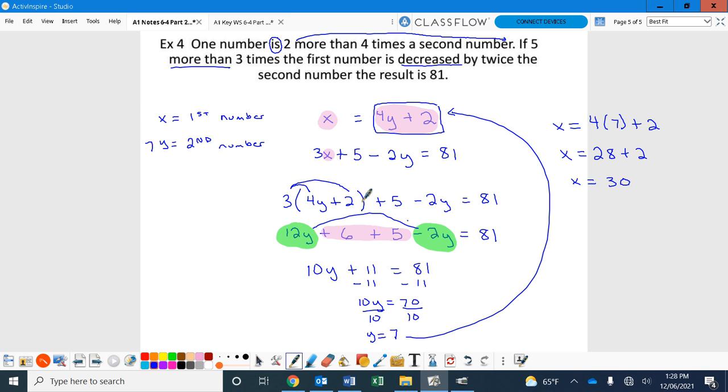Perfect. 30. Again, even though you've got the answers, if you don't write the last thing, you get 2 points off every problem. The last thing is to write the answer, which is, the first number is 30, and the second number is 7. The first number is 30, the second number is 7.